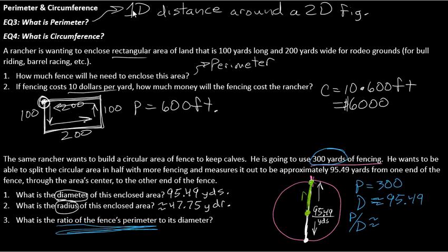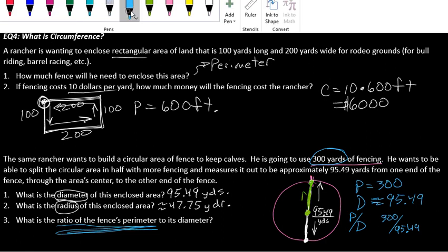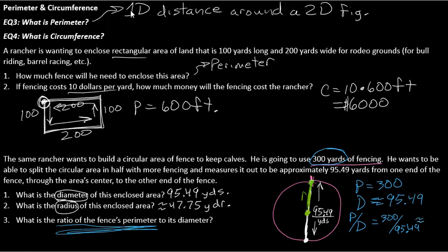So I'm going to say 300 over 95.49. And that's what I'm going to throw in my calculator. I don't need the squigglies there. If I'm writing the actual rational expression, I need the squigglies after. Okay, and if you enter this into the calculator, you'll get that our perimeter over the diameter is approximately equal to 3.14. That number should look familiar.